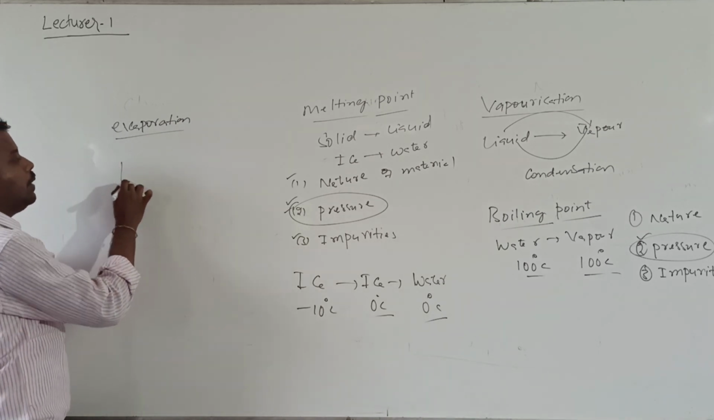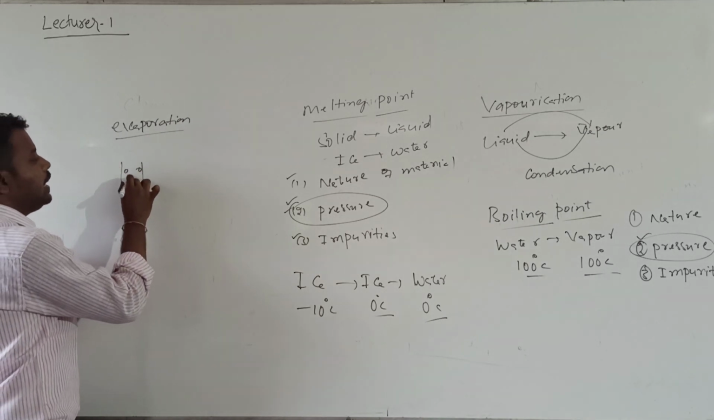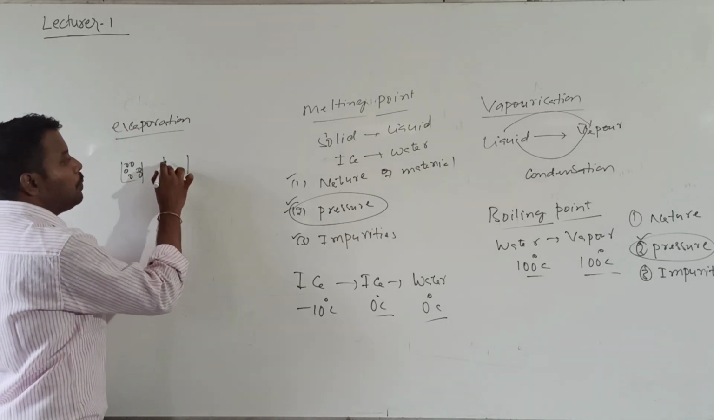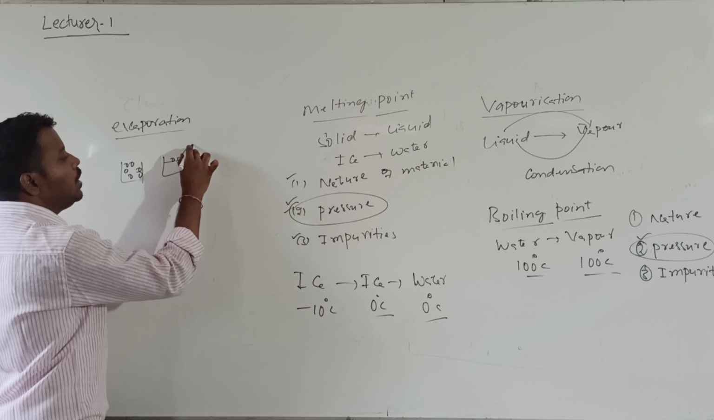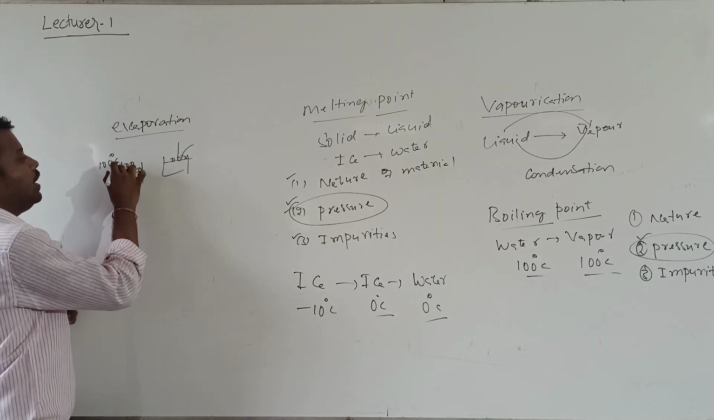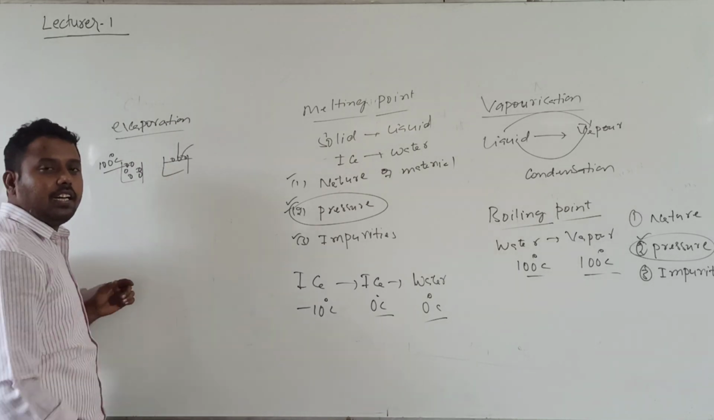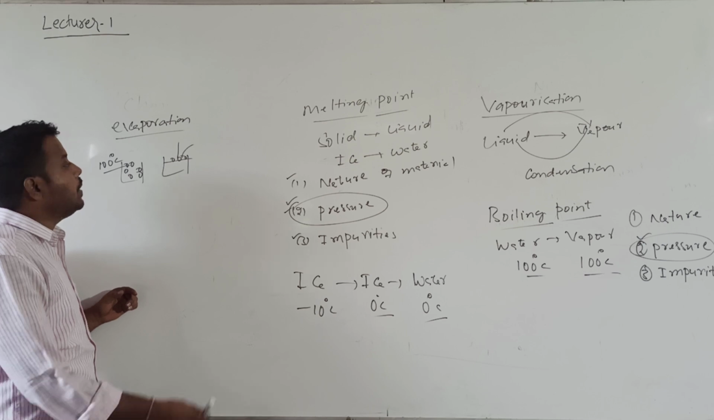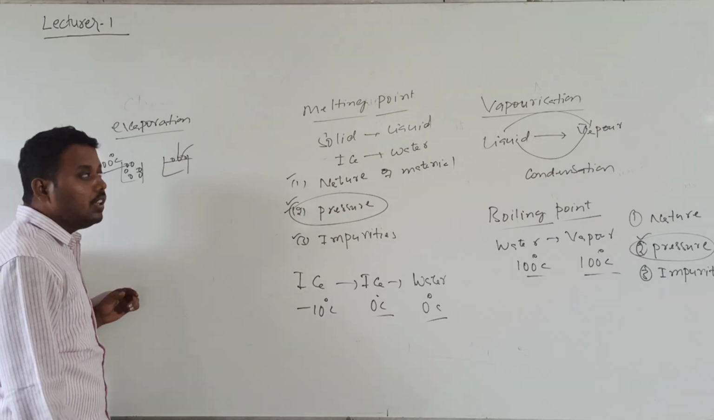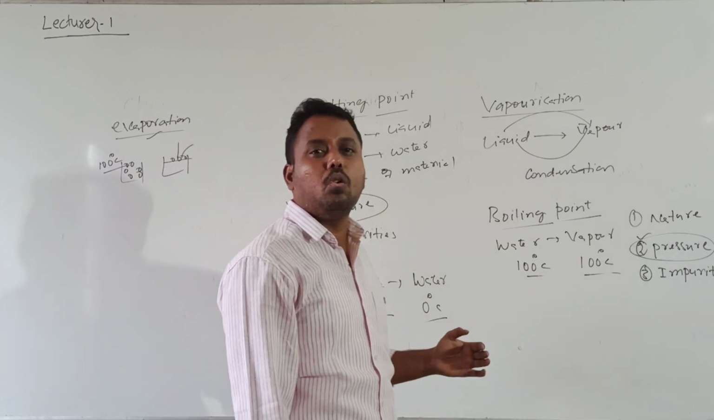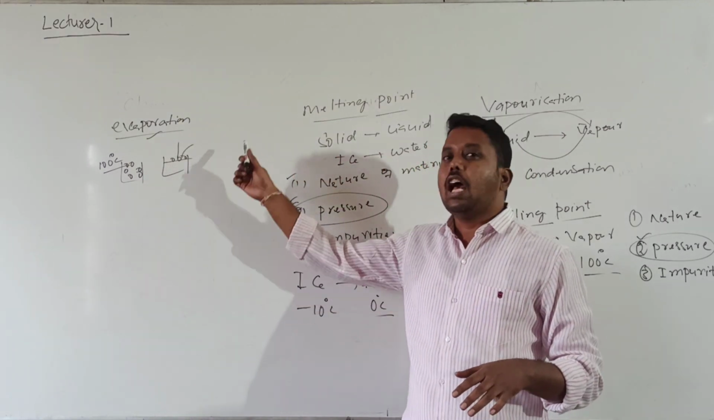Whereas in boiling, what happens? Heat will be transferred from any direction. Whereas in evaporation, molecules will escape only from the surface. Boiling will occur only at a particular temperature. Evaporation will occur at any temperature, but evaporation is a slow process compared with boiling. The example for evaporation is the working of refrigerator coolers. That is evaporation only.